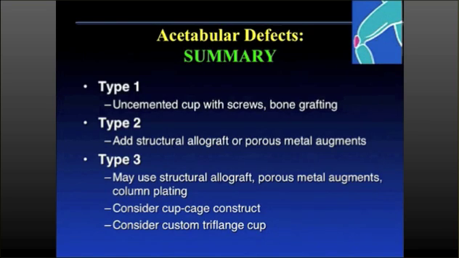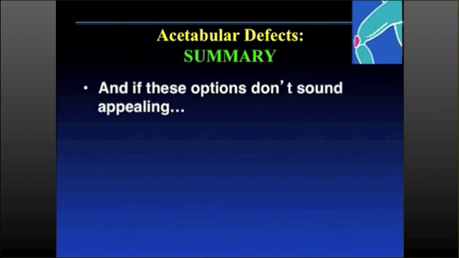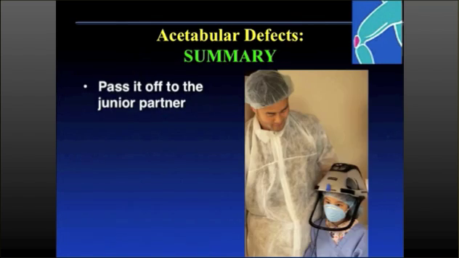In summary, there are defects that can be managed. Type 1s can be simply managed with uncemented cups with screws. Type 2, you can add structural allograft or porous metal augments to address the defects. Type 3s, you can consider a cup cage construct or a custom triflange cup. And if these options don't sound very appealing, you can always pass these off to your junior partner.